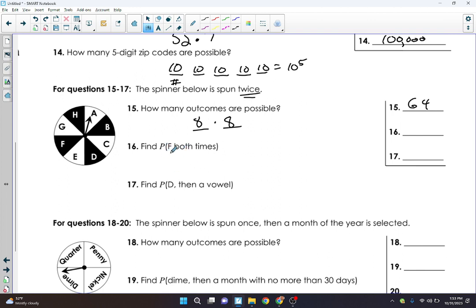So the probability of getting the letter F, which is only 1 out of 8, and again, the probability of 1 over 8, so 1 over 64. What's the probability of getting the D? So that's going to be 1 out of 8, times the probability of getting the vowel. So the vowels are A and E. So it's 1 over 8 times 2 over 8. That's going to be 2 out of 64, or 1 out of 32.